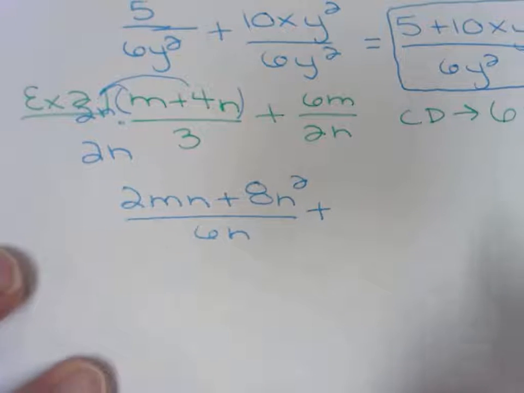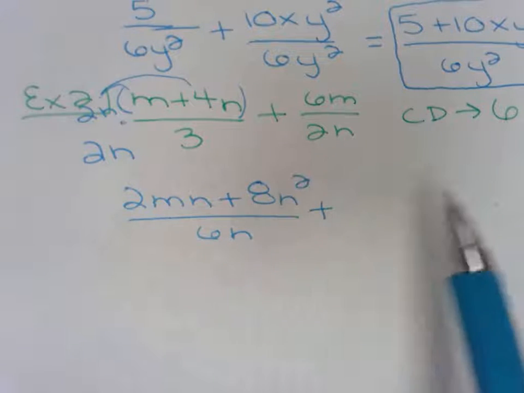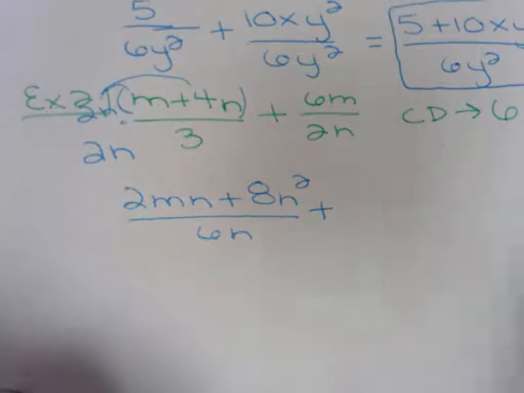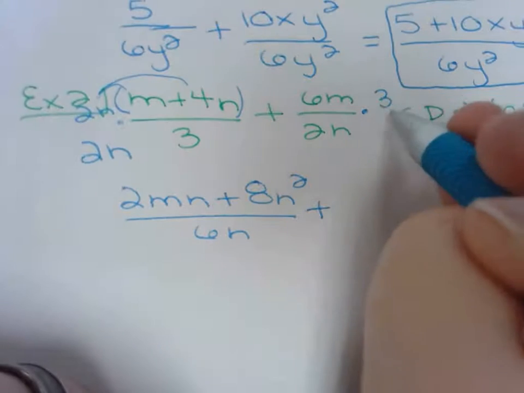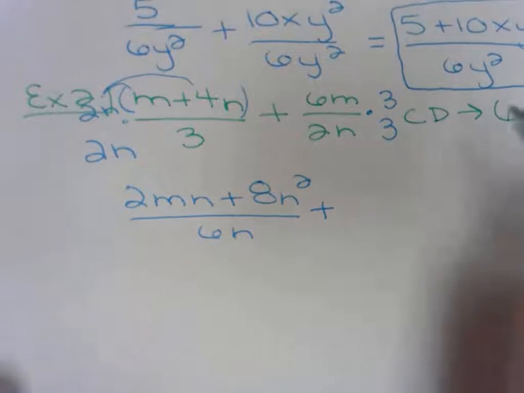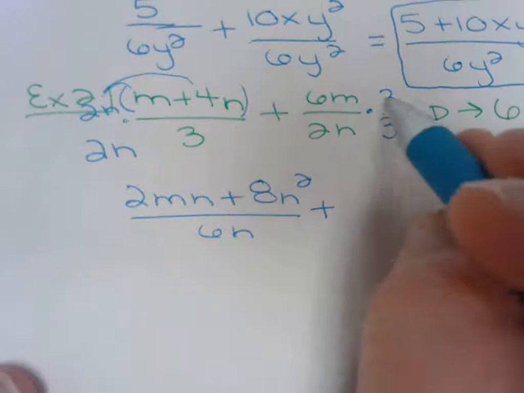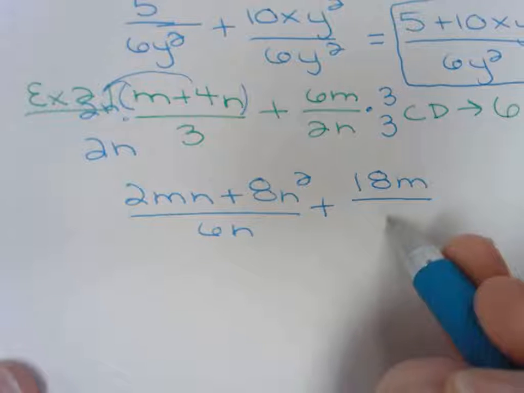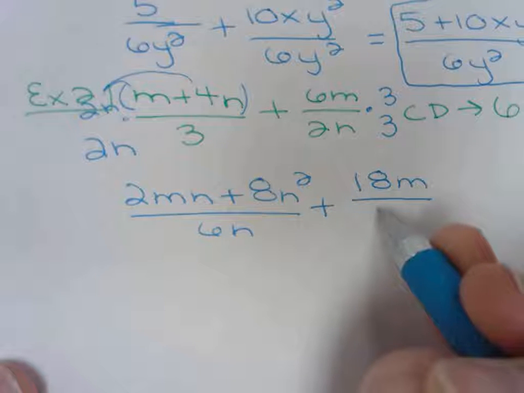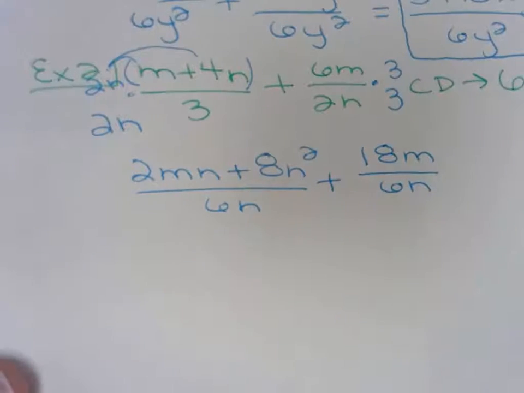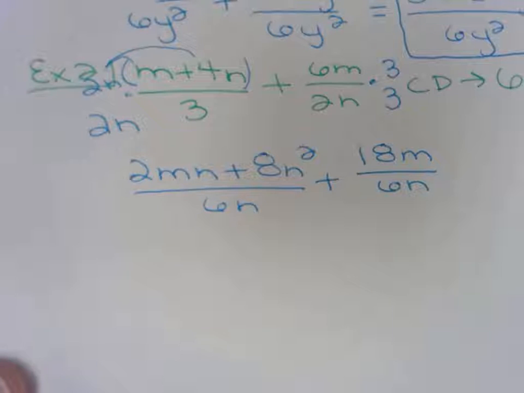Plus, look at your second fraction. I have a 2n in the denominator. 2n times what gives me 6n? 3. So I have to multiply top and bottom by 3. I have to multiply top and bottom to keep it the same as multiplying by 1. My top will be 18m over 6n. My denominators are the same, so we can add the numerators together.